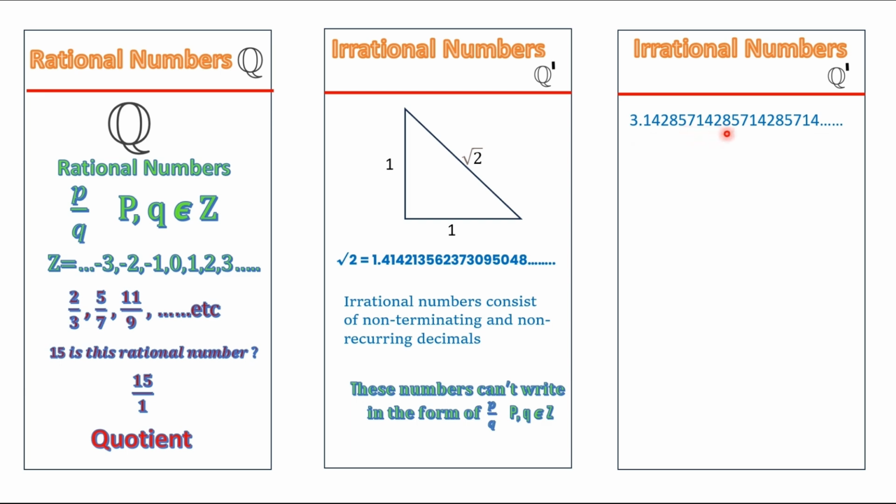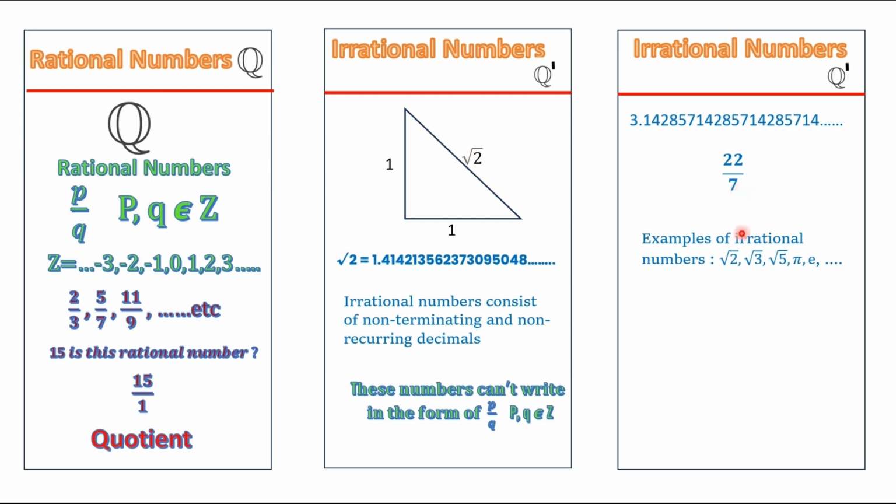142857, right? 142857. The numbers are repeating here, okay? This is not an irrational number. It is a rational number because the numbers are repeating. Okay, so it is 22 by 7 actually. 22 by 7 is a rational number, not irrational. Why? We have already written it in P by Q format. Here P is 22 and Q is 7, right?